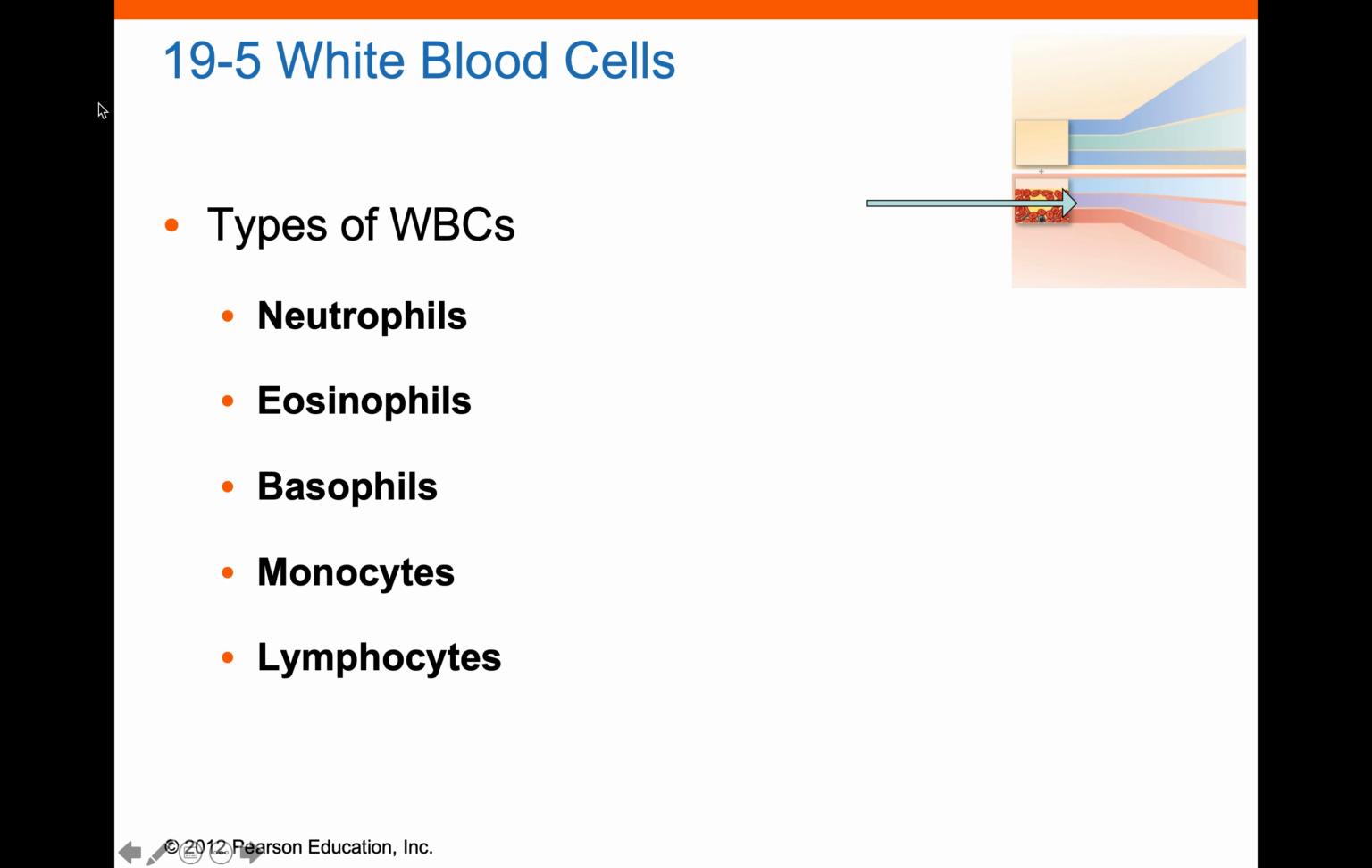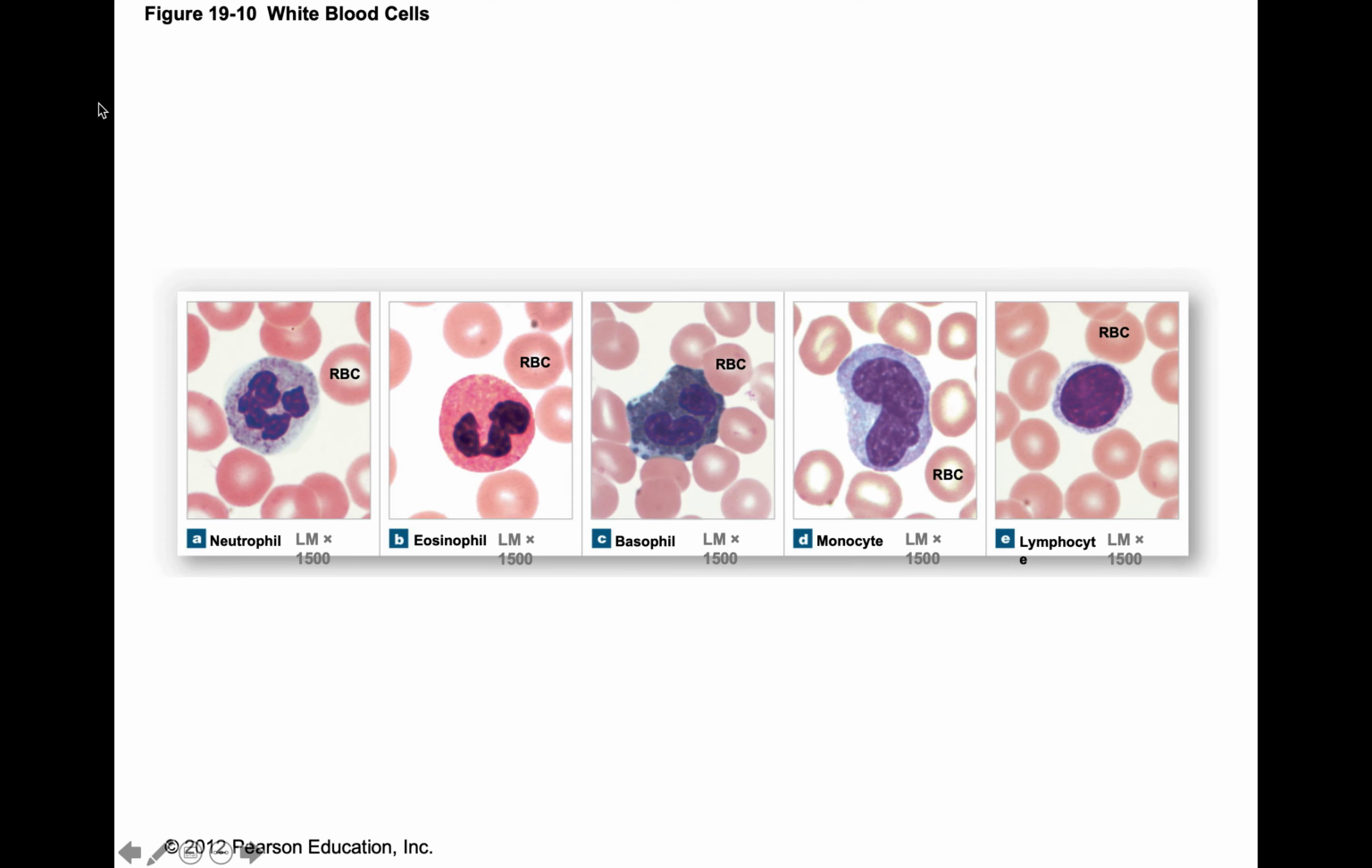So let's look at the white blood cells. This video is specifically about the types of cells and their roles. The white blood cells are varied. There are 5 categories of them, and each has a unique role and a unique cellular signature. So let's look at them.